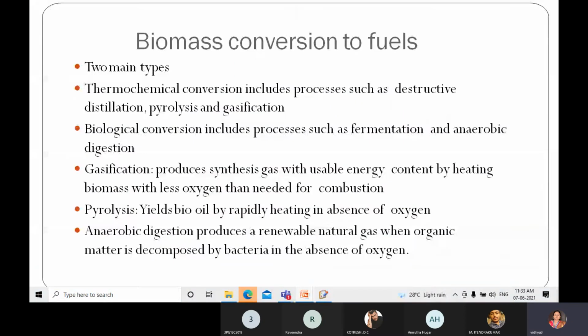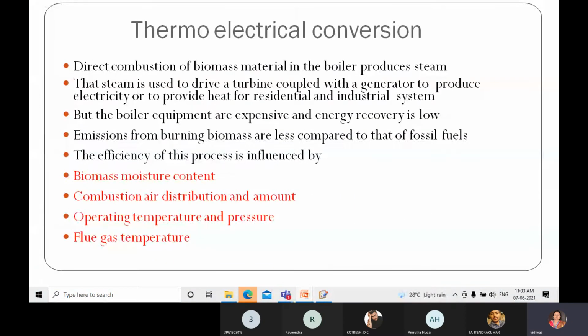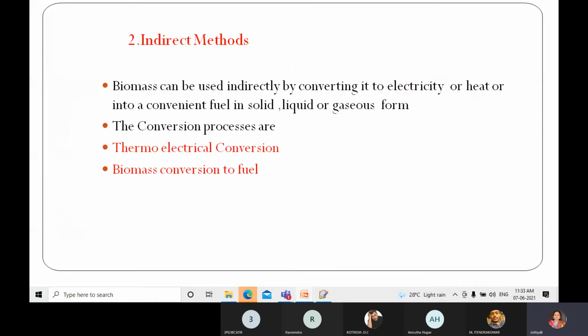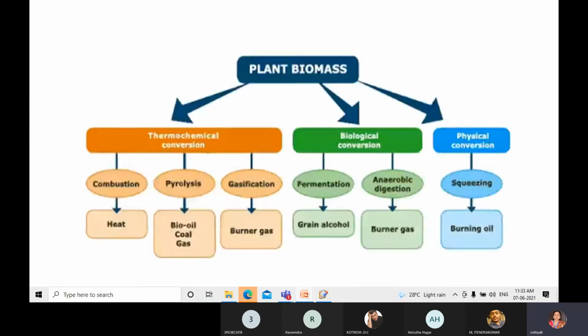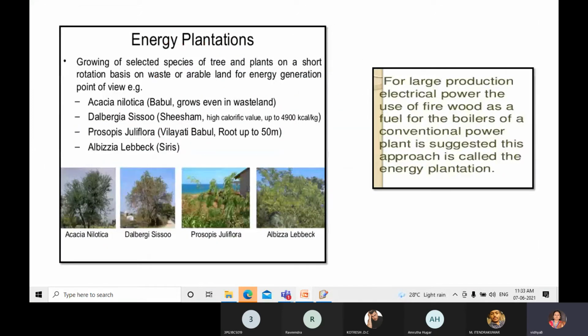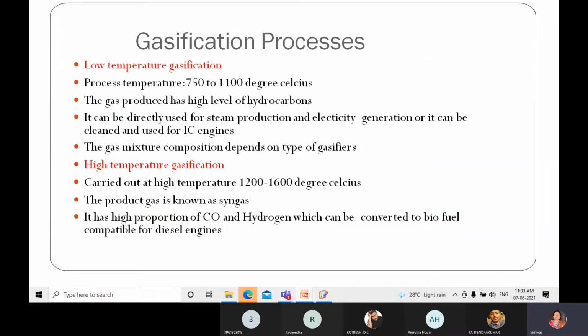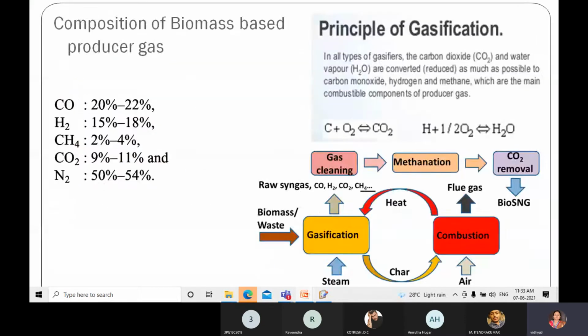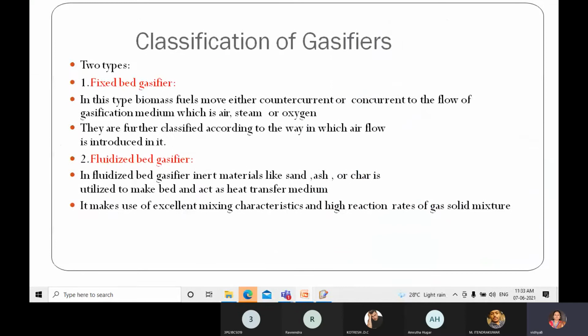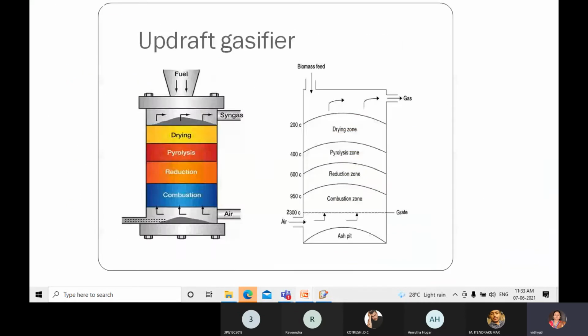In the last class, we discussed biomass conversion, thermochemical conversion, that is, the direct method and the indirect method. Today we shall discuss energy plantation and biomass gasification, and also the gasification process, the principle of gasification, classification and chemical reactions.